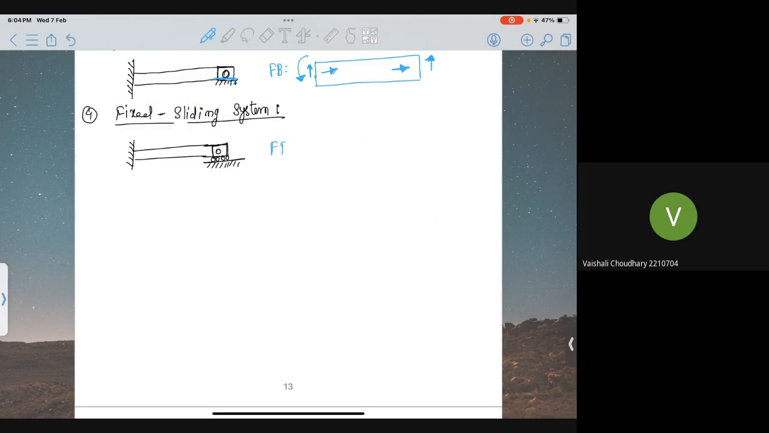Now again, if we draw a free body diagram of the fixed sliding system, the fixed end will have all the forces: horizontal force, vertical force, downward force, and the other, because now this other end can move in horizontal direction.